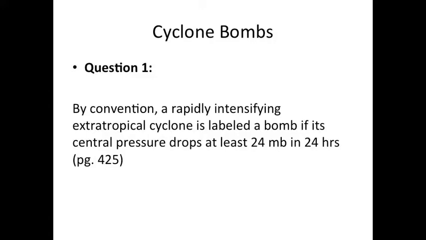For question 1, take this statement found in your textbook on page 425. By convention, a rapidly intensifying extratropical cyclone is labeled a bomb if its central pressure drops at least 24 millibars in 24 hours. This should help you answer question 1.